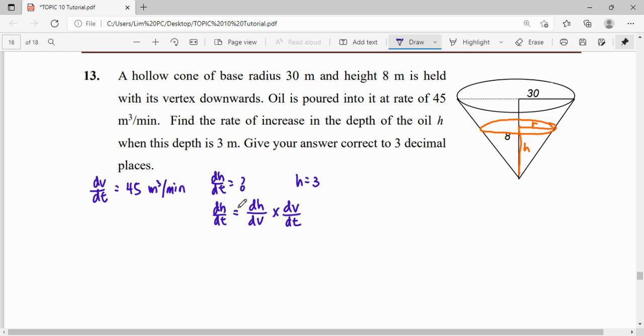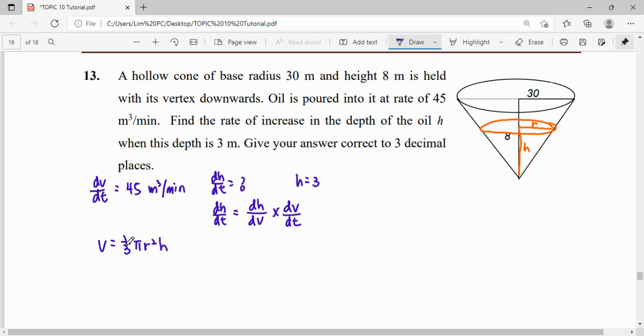Our volume of oil here is in the shape of a cone, because the liquid follows the container shape. So the volume of the oil will be equal to 1/3 pi r squared h, which is the formula for the volume of a cone. We want to differentiate V with respect to H, so our formula V must be in terms of H, in terms of one variable. We cannot have two variables together inside the formula.